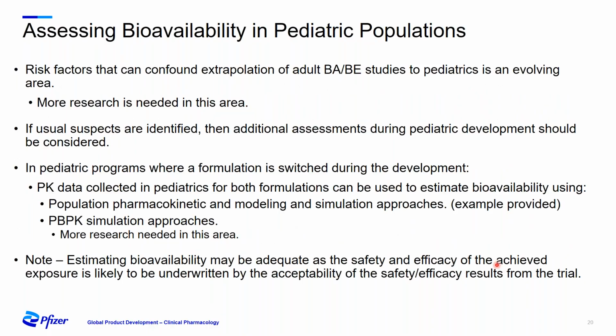The overall risk factors that can confound extrapolation of adult BA/BE studies is an evolving area, and more research is needed in this area. But as I mentioned in the previous slides, there are two main categories that you have to focus on: the drug properties and the formulation properties. And if there are additional considerations that require additional investigation, then those additional assessments should be incorporated in the pediatric development program.